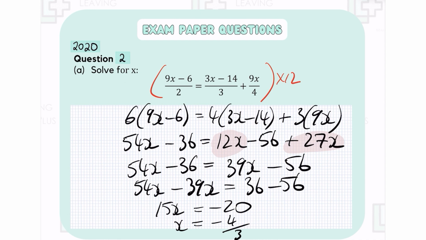I hope you've found this lesson useful on how to solve a fraction equation. Just be aware that there's another lesson coming in 1.10, and that's when we have x's on the bottom, which makes things a lot more difficult. Join me again soon on Leaving Cert Plus.